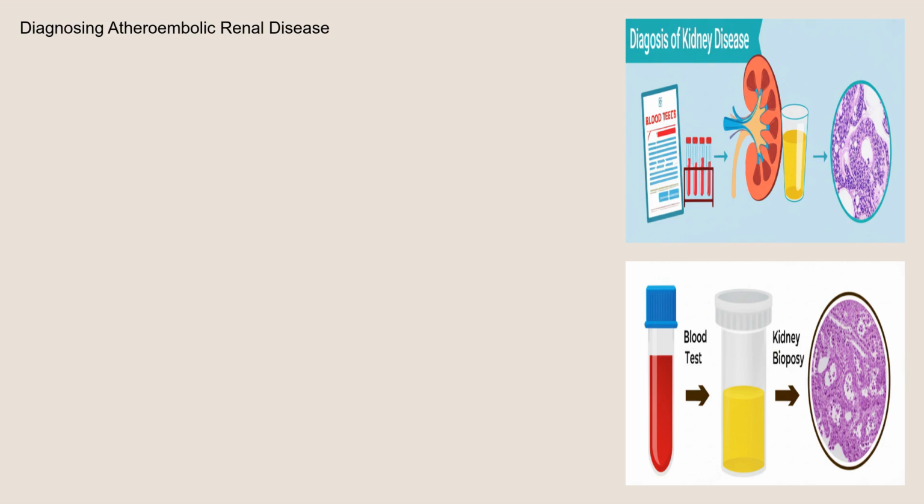Diagnosing atheroembolic renal disease can be challenging due to its varied presentation. The diagnosis often relies on a combination of clinical findings, laboratory tests, and imaging studies. Blood tests may reveal elevated creatinine levels, eosinophilia, and an elevated erythrocyte sedimentation rate (ESR). Urinalysis might show proteinuria and microscopic hematuria. Definitive diagnosis usually requires a kidney biopsy. Microscopic examination of the biopsy sample will reveal the characteristic cholesterol crystals within the renal arteries, confirming the diagnosis.